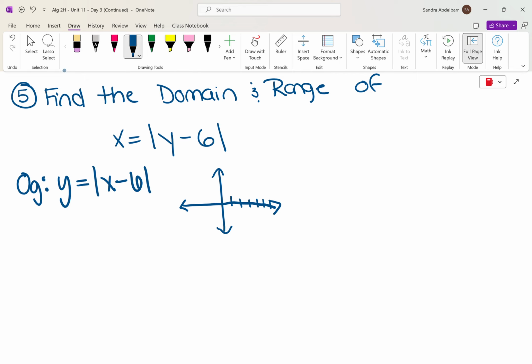Okay, we're moving 6 units where? To the right. So we're moving 6 units to the right. Good. This is just giving us an idea. I wasn't asking you to graph it, so this is just helping us with the domain and range. So now that we have that generalized sketch, would we be able to figure out the domain and range? We should.